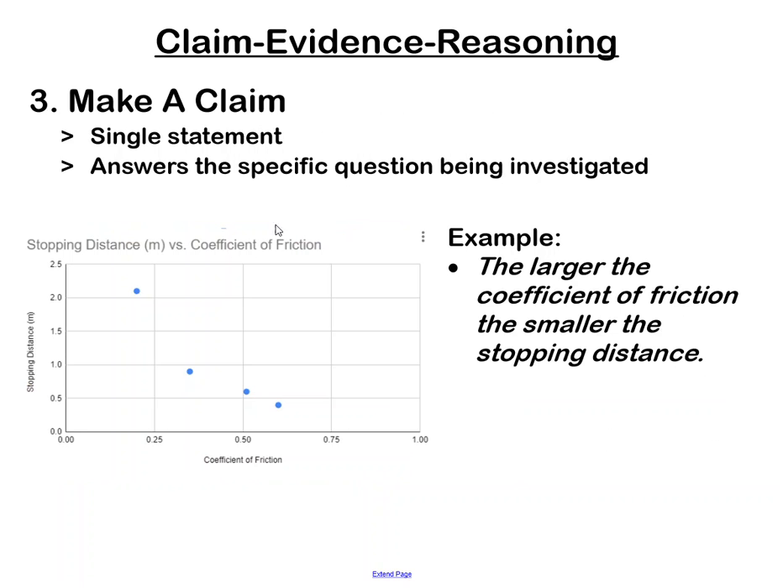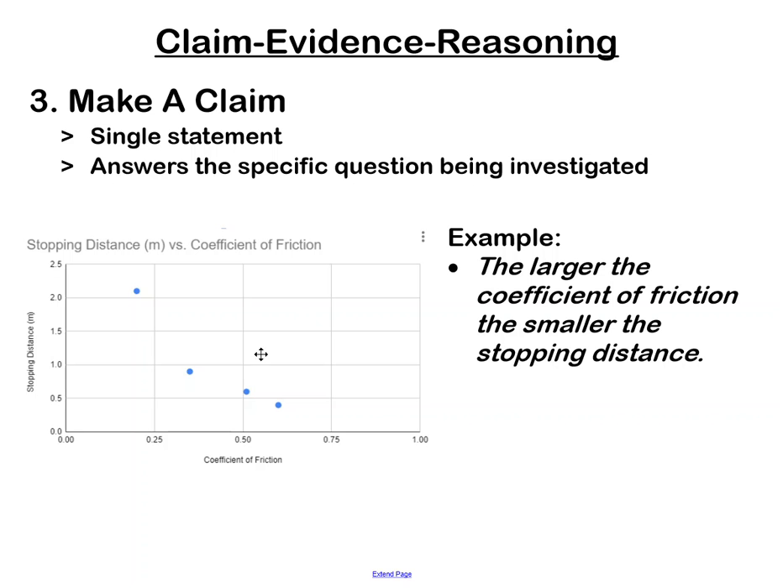So after we've conducted our investigation, we want to make a claim. Your claim is going to be a single statement that answers the question. And so to make our claim, we need to actually look at the data. So I have some data here. Let's say I graphed it. Okay, and then I can see, so I've got coefficient of friction, since that's what's changed, it would be my independent variable. And then I've got stopping distance on my vertical axis here. And to me, it looks like as the coefficient of friction increases, then stopping distance goes down. Right? So as coefficient of friction gets bigger, stopping distance gets smaller.